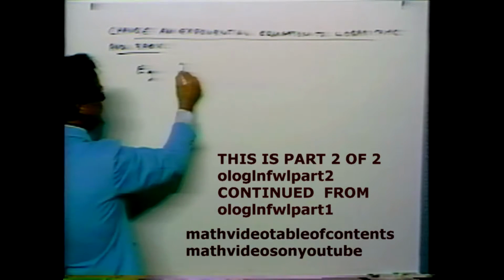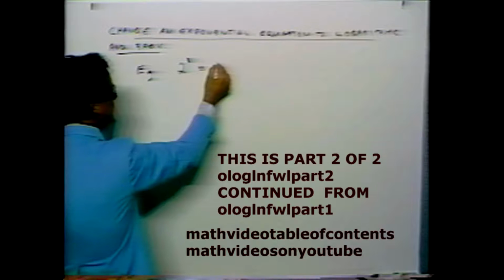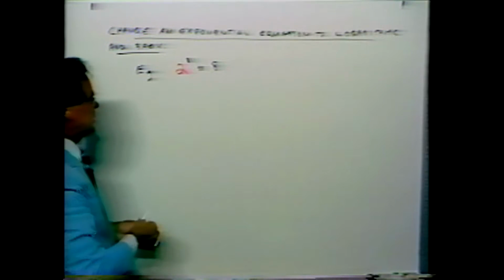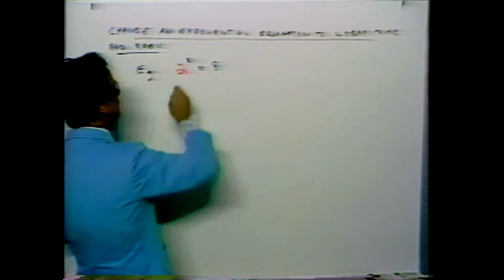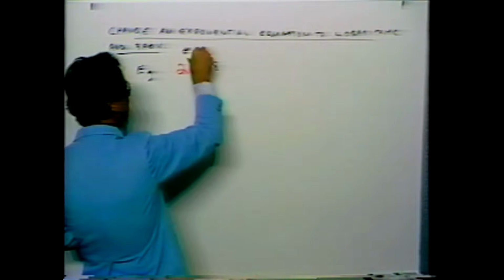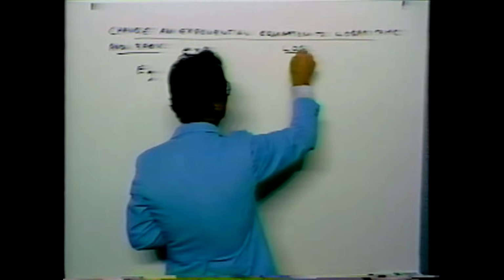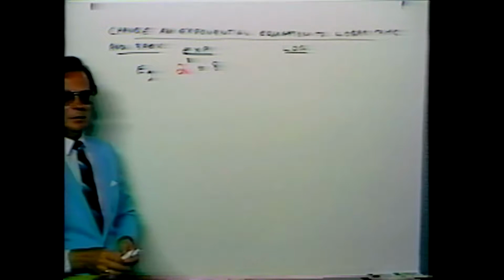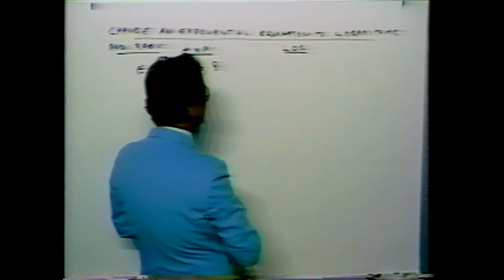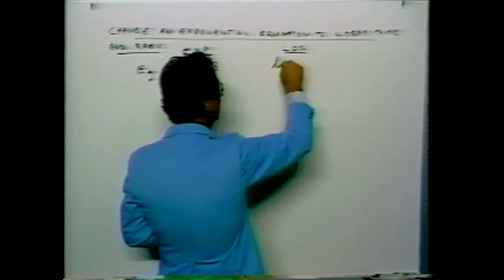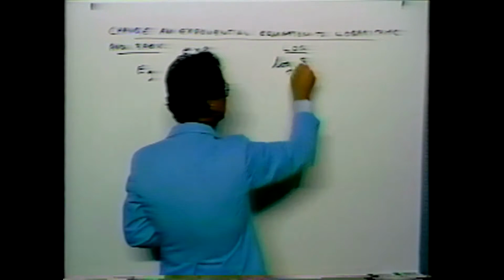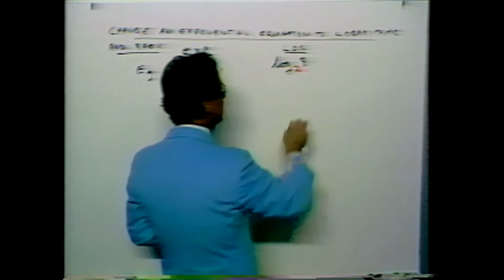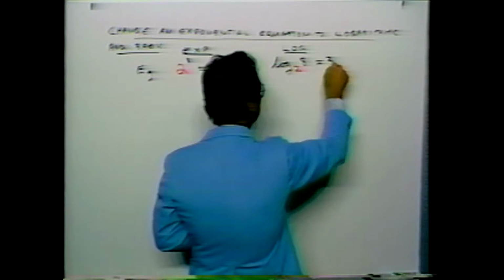For example, 2 to the third is equal to 8. Let me change to this. This is the exponential form. And here I will write its logarithmic form, exp for short for exponential, log for short for logarithmic. This in log form is the log of 8 to base 2 is equal to 3.